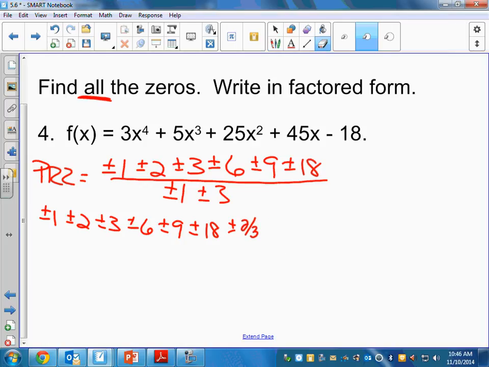This would be terrible on a test. They would never give you one with this many PRZs. But yeah, what about a third? Oh, just kidding. 1/3. Oh, really 4, because one's positive and one's negative.